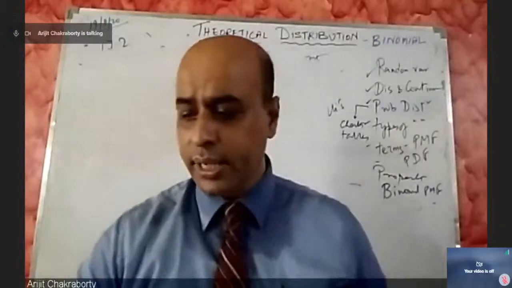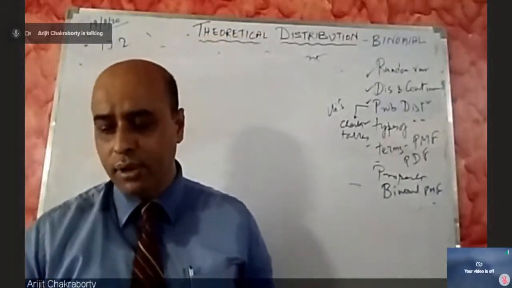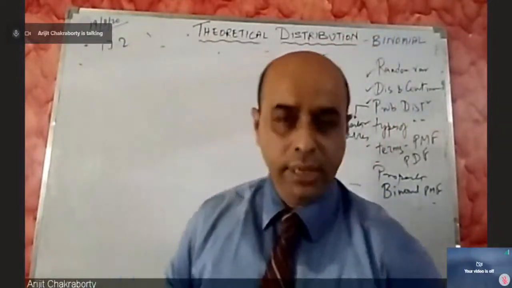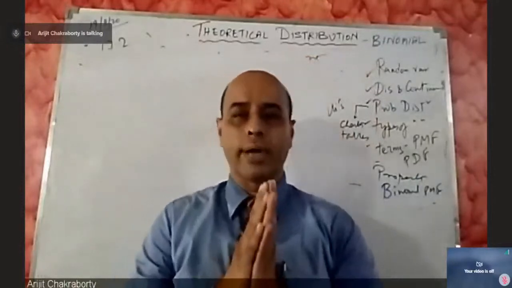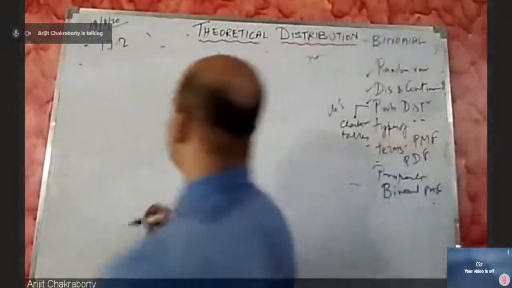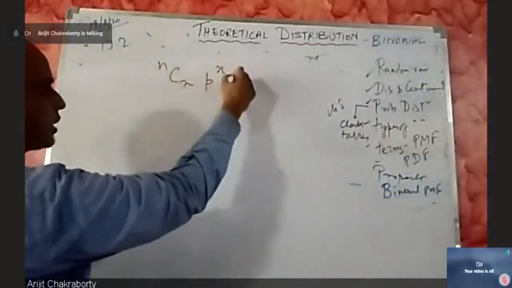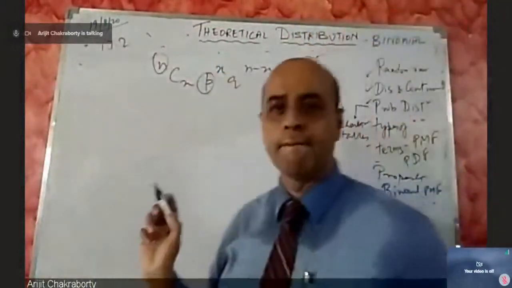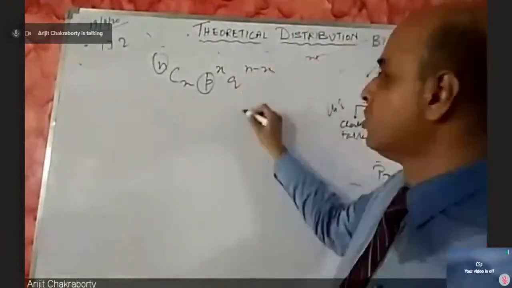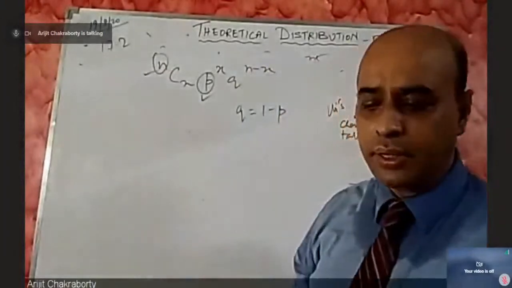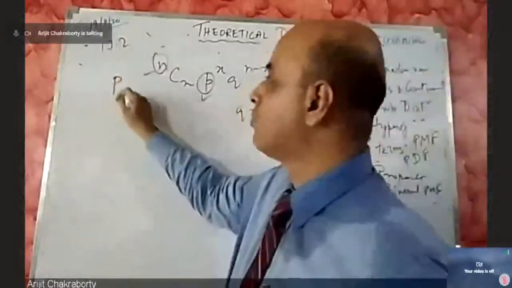Now let us take example number 1. I have already explained the probability mass function. We have seen that the probability mass function in case of binomial is nCx, p to the power x, q to the power n minus x. That means if you know the value of n and if you know the value of p, then your problem is solved, because you know q is nothing but 1 minus p. So if you know p and n, you get the full details of the distribution. So this is the PMF, probability mass function.